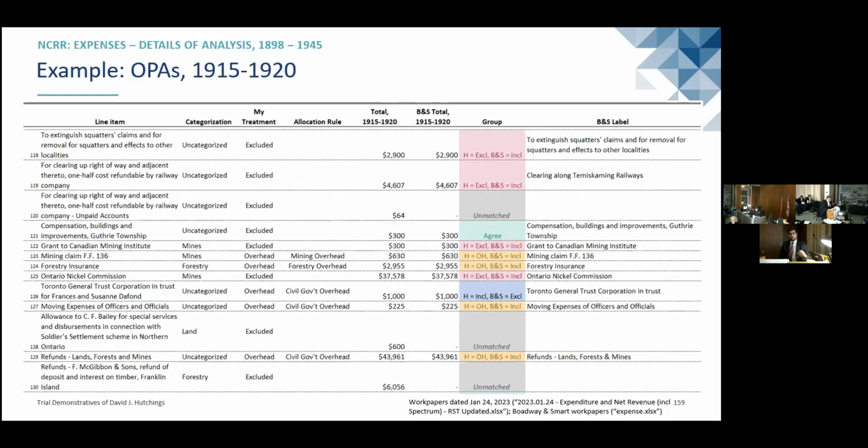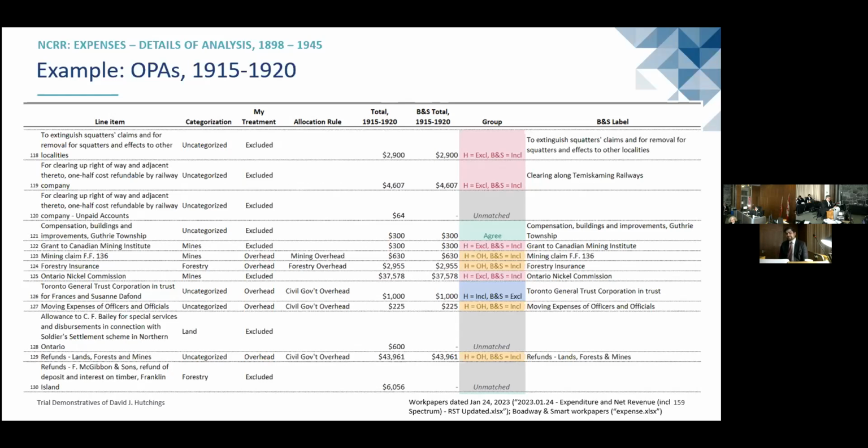119 is for clearing up the right-of-way and adjacent territory for railways. I don't include those. Again, no direct Crown resource revenues, and it's related to railways. It's part of the Temiskaming Railway. That's how Professors Bodway and Smart label it. That's right. Do you know where the Temiskaming Railway was? Miscoming? Yeah, that one. No, sorry.